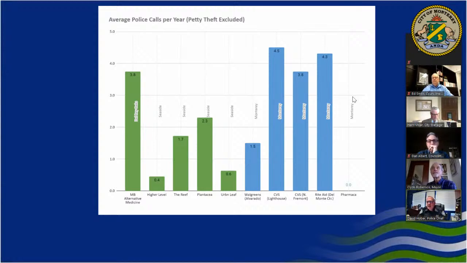In this graph, we did take account of the petty thefts and excluded them, because in pharmacies there's such a high number of petty thefts that it skewed the data. So this data does not include those petty thefts, but it's a gamut of various things that have happened at both the dispensaries as well as at the pharmacies. Yes, because if you look at a pharmacy, they have so many other products that are non-medicinal that would skew it. Yes.